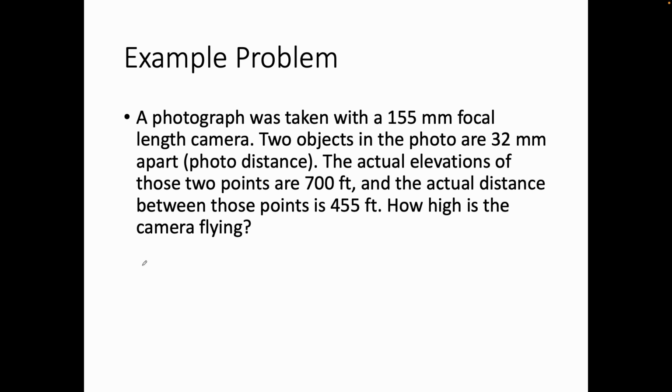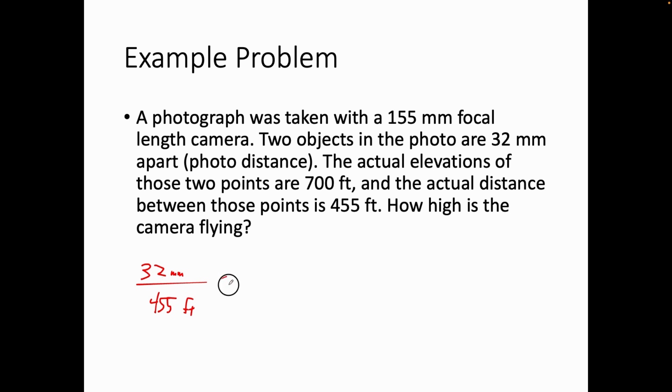So we have 32mm as our image distance, and that's going to be divided by 455 feet. So 455 feet is the actual ground distance between those two objects, and 32mm is the image distance. That is our image scale.